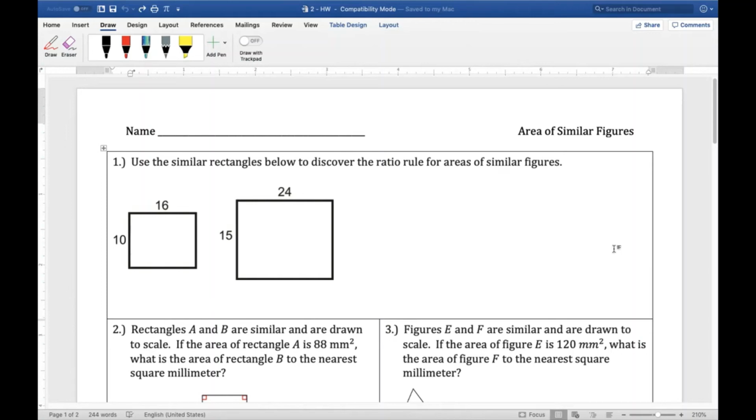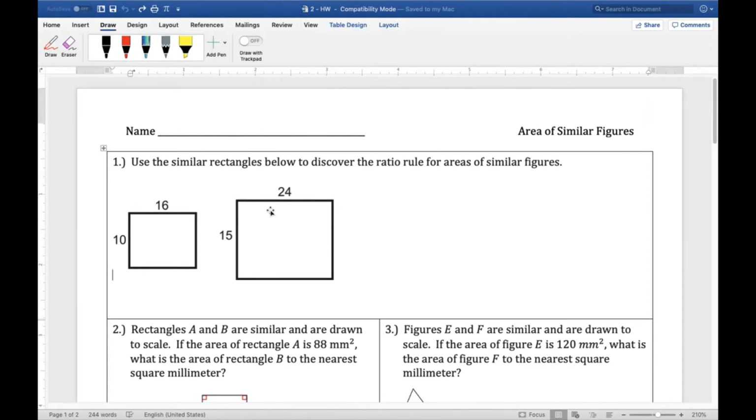Area of similar figures notes here. As you remember in the first video, we looked at the ratio rule for similar rectangles, similar figures. And we discovered that the ratio of the areas is the square of the ratio of either the common sides, corresponding sides, or the perimeters.